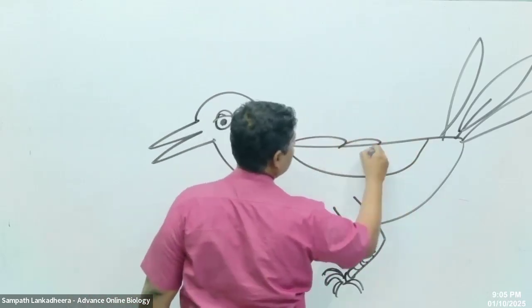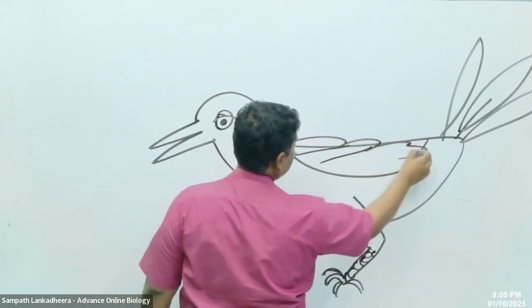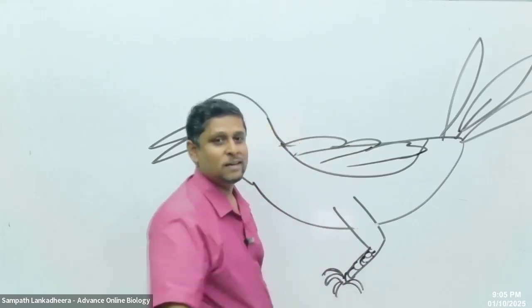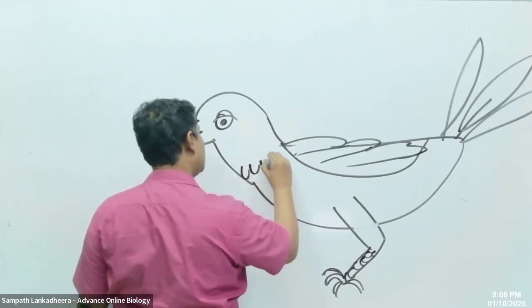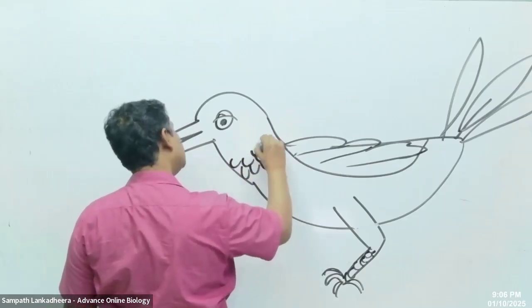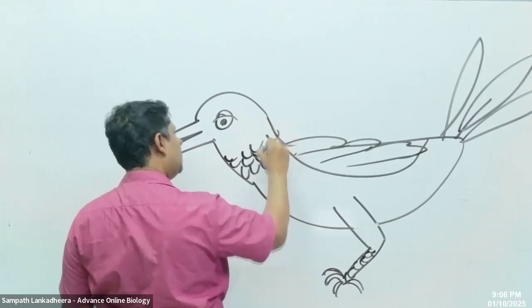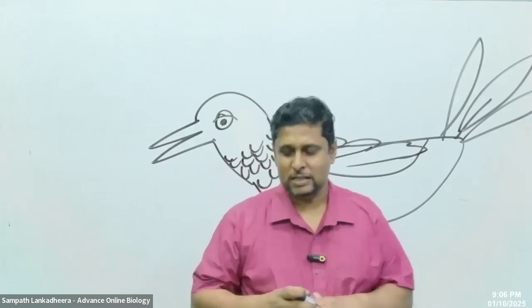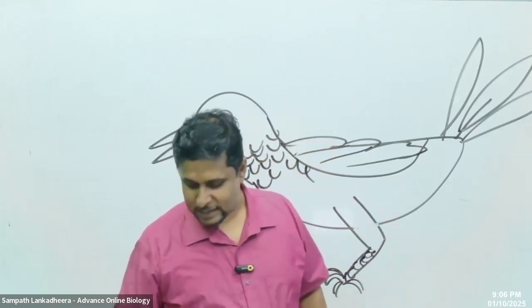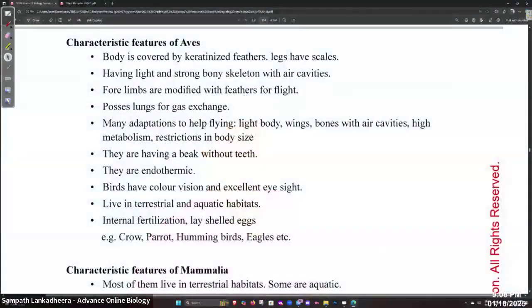Wings present. Feathers present. Those are special features. Different types of feathers are there. The feathers help them to conserve body temperature. So therefore, people, these animals are warm-blooded. The body is covered with keratinized feathers. Legs have scales.